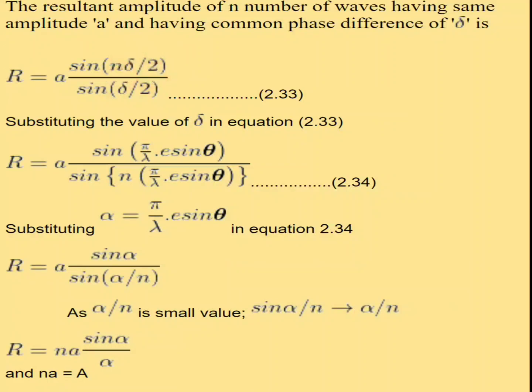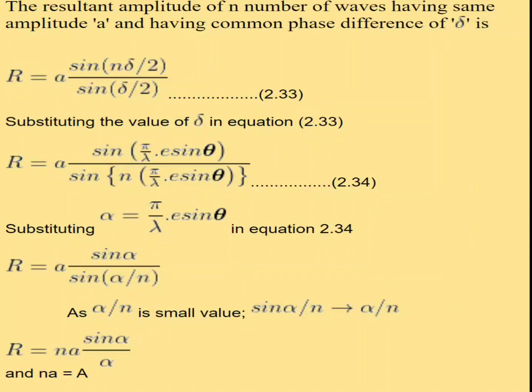Here the 2 and the 2 in 2 pi by lambda are cancelled. Simply pi by lambda e sin theta is there. And next, sin of n into pi by lambda e sin theta. For simplification purpose, let us assume pi by lambda e sin theta is equal to alpha. So substitute the alpha here, that is sin alpha, sin of alpha by n.